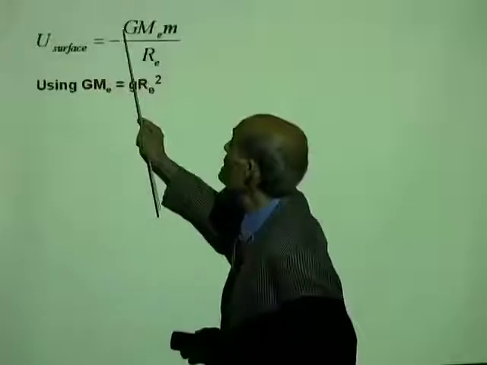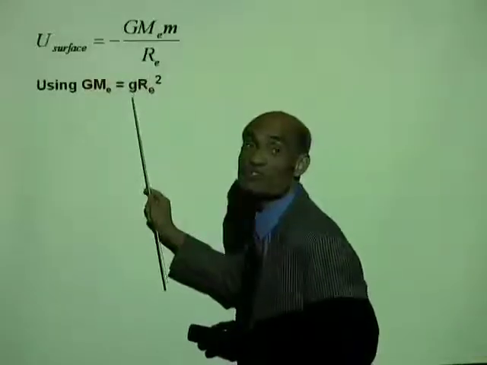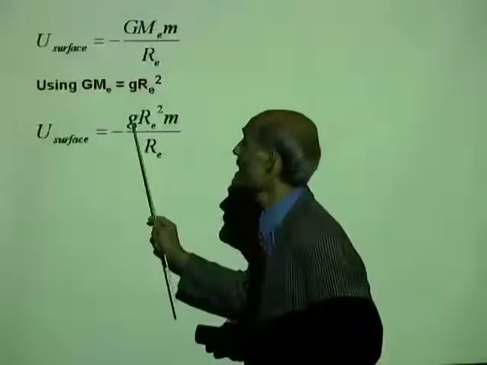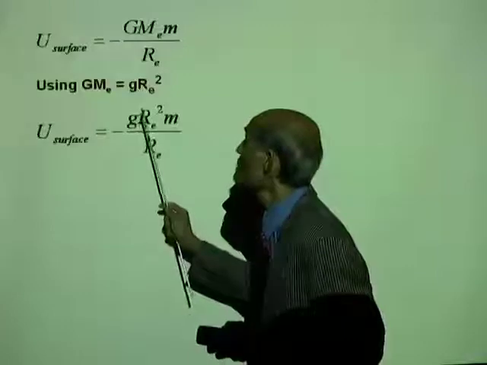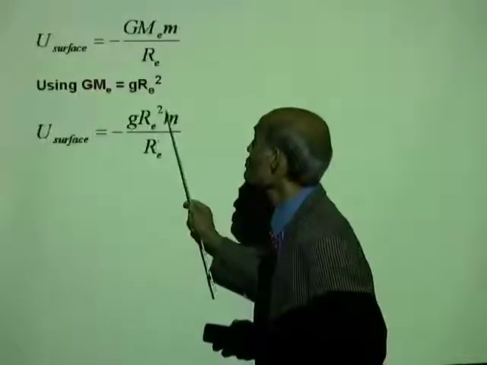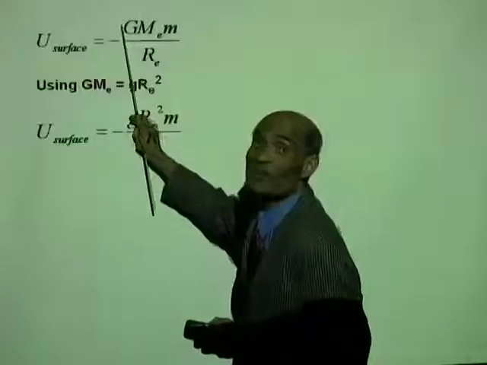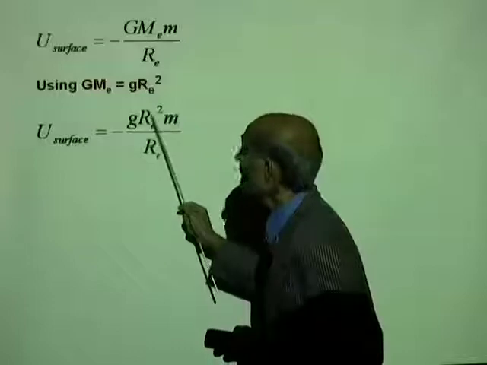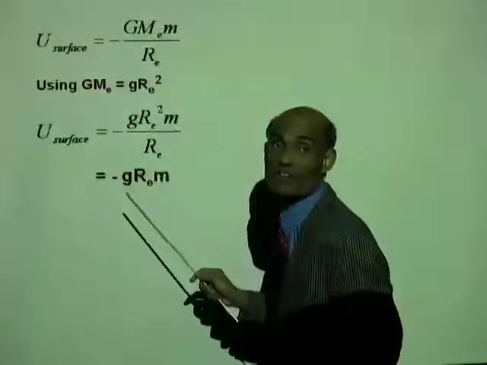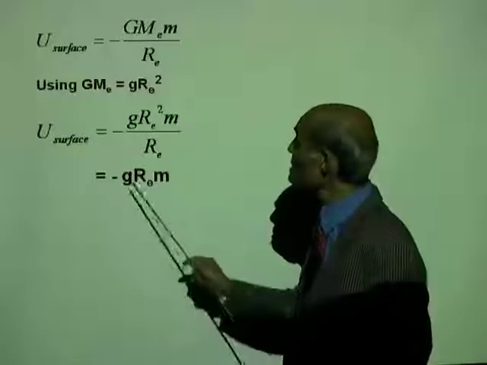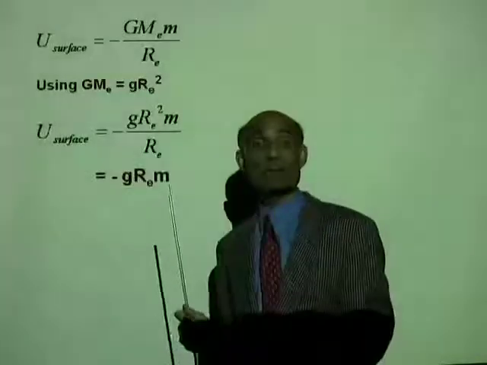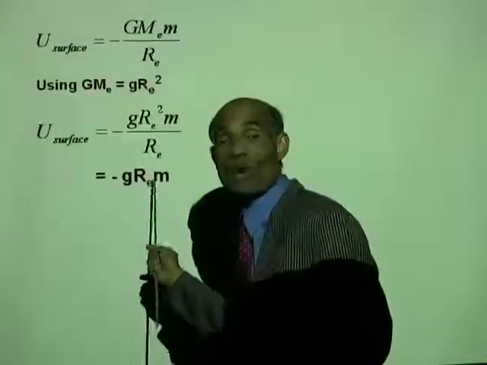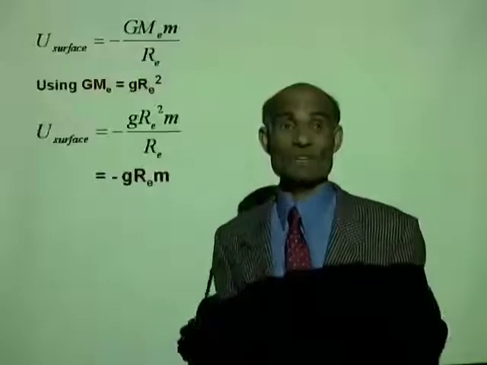And you know that GMₑ will be replaced by gRₑ². And therefore, U_surface can now be written as -gRₑ²m/Rₑ. The gRₑ² is the replacement of big GMₑ. And now, one Rₑ from the numerator cancels with the denominator, giving us -gRₑm. This is a very good equation: the potential energy of an object placed on the surface of the Earth.